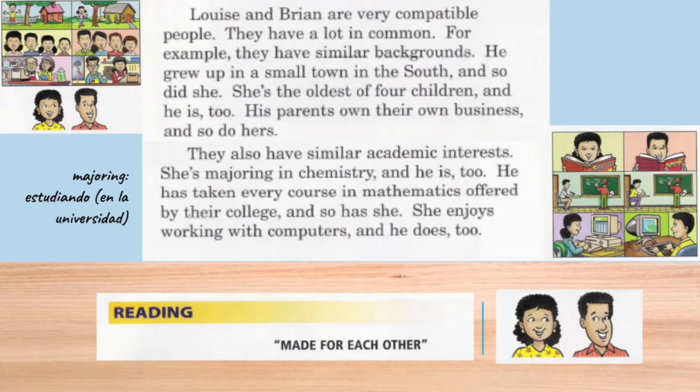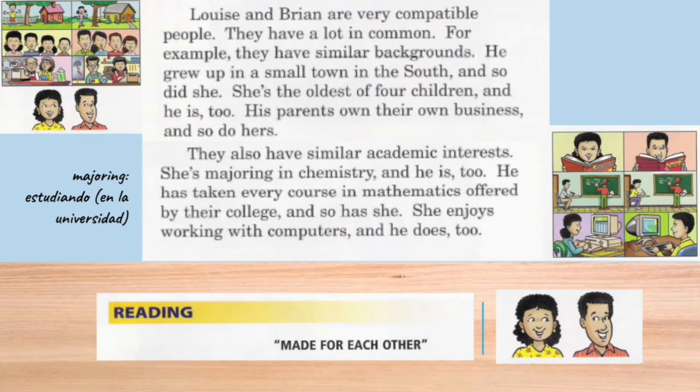Louise and Brian are very compatible people. They have a lot in common. For example, they have similar backgrounds. He grew up in a small town in the South, and so did she. She's the oldest of 4 children, and he is too. His parents own their own business, and so do hers.